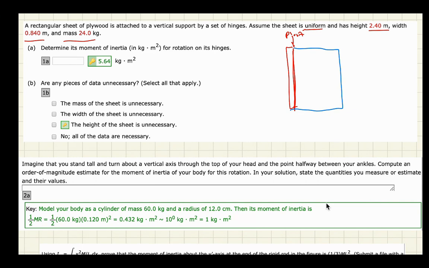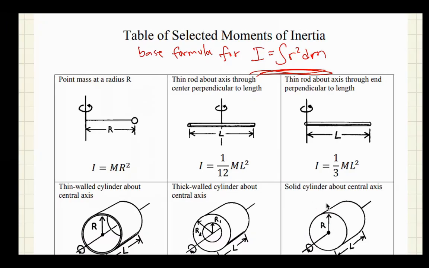So my R here is going to be the length of this door. That would be the width. So R equals the width. Mass obviously equals the mass. And hey, look, that's all we need to use any of these formulas, right?